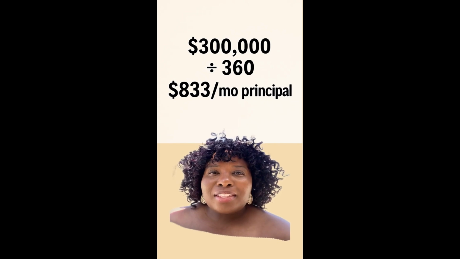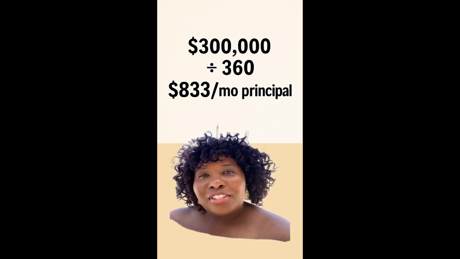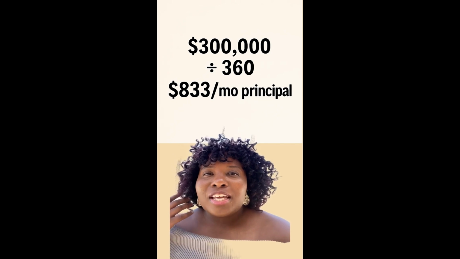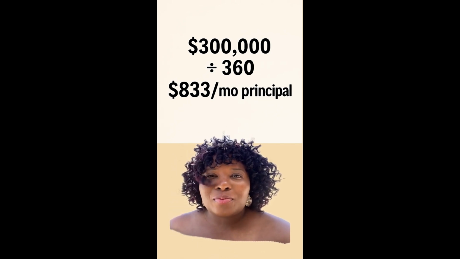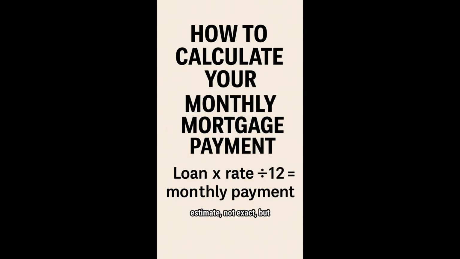Step 2, add the principal. Divide the loan by the total months. 300,000 divided by 360 months is about $833 per month. Step 3, interest plus principal. $1,500 plus $833 is about $2,333 per month before taxes and insurance. Then add your property taxes, homeowner's insurance, and any HOA fees to get your full payment. This is a quick estimate, not exact, but it's a great starting point for budgeting.